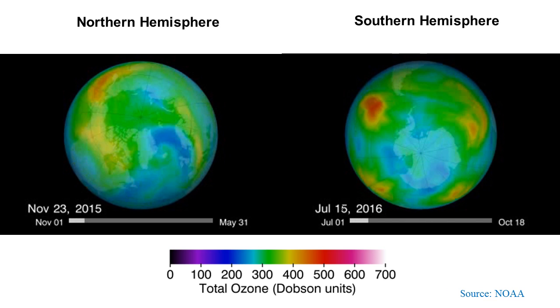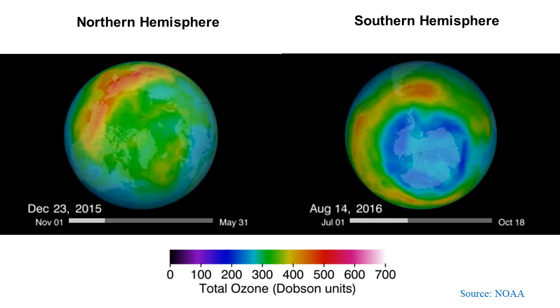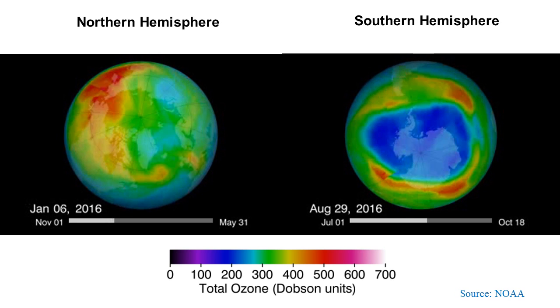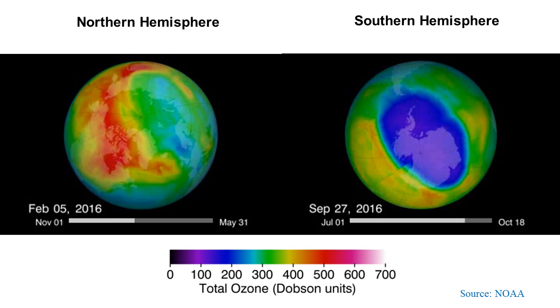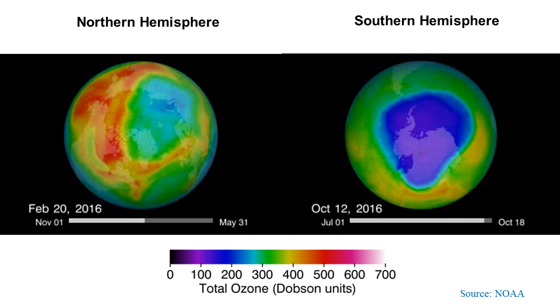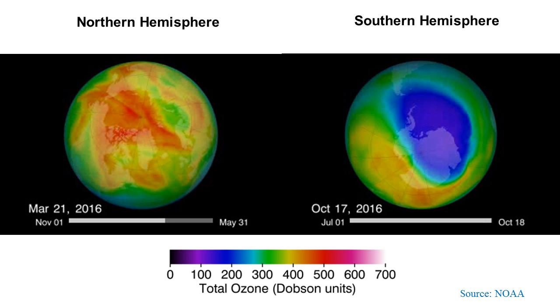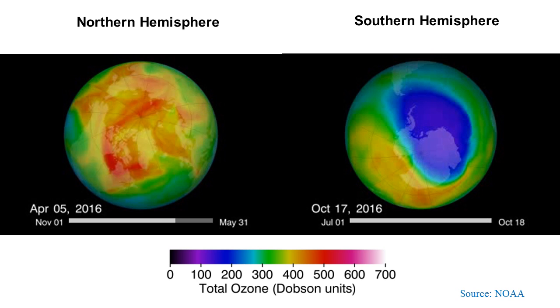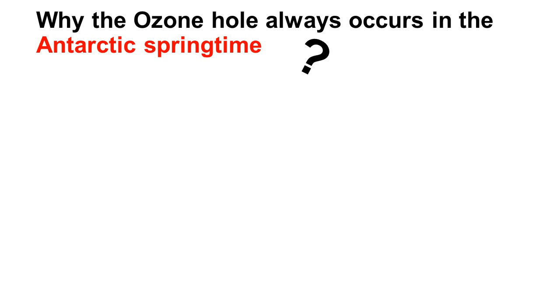Let's start our learning model with this short video about ozone hole changes in the southern and northern hemisphere. Here, the purple and blue colors are where there is less ozone. Yellows and reds are where there is more ozone. The video shows that we can have a larger ozone hole in the springtime of the South Polar region. But why? Why does the ozone hole always occur in the Antarctic springtime?